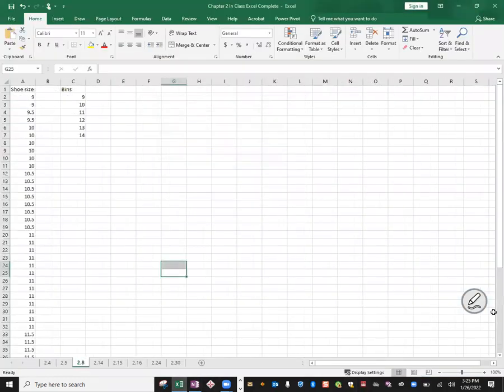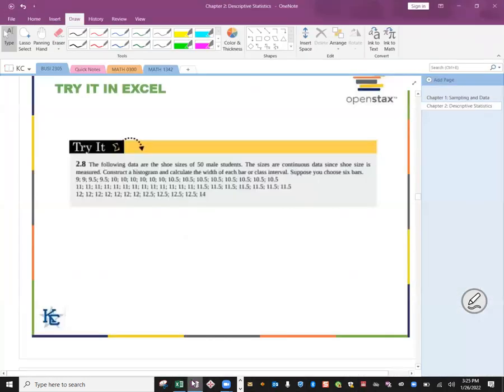So we're going to look at this example here. Let's go back and read our example. The following data are the shoe size for 50 male students. The sizes are continuous data since shoe size is measured. So that is a reminder from chapter 1, right? We talked about discrete and continuous data. So in chapter 1, discrete data is counts and continuous data is measurements. Construct a histogram and calculate the width of each bar or class interval. Suppose you choose 6 bars. So we are going to create this in Excel.